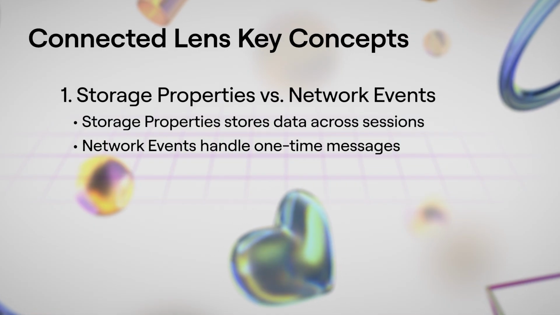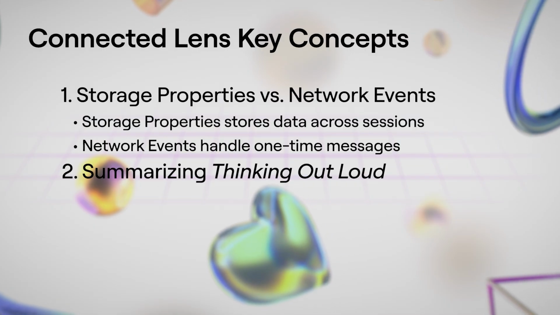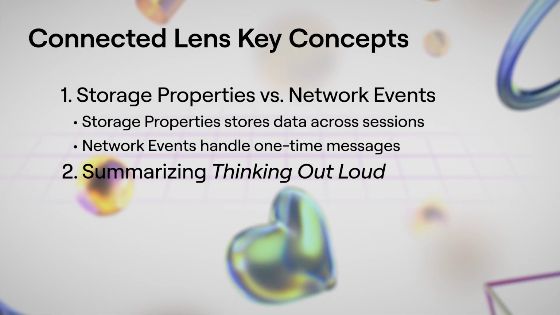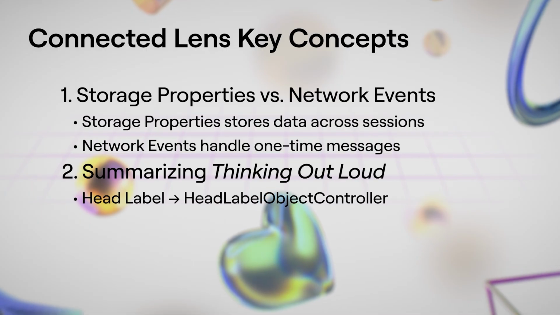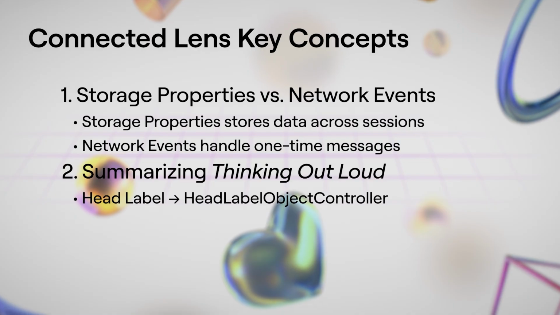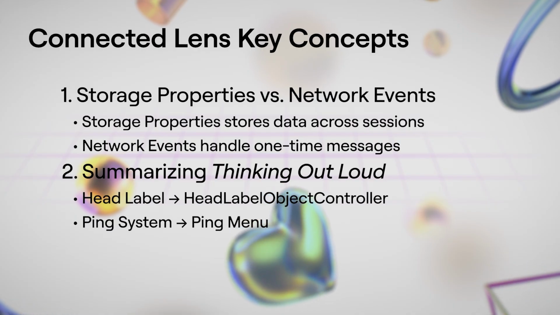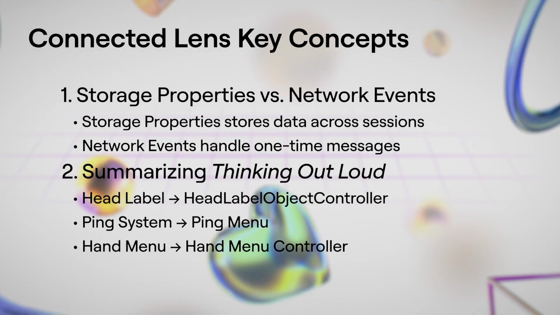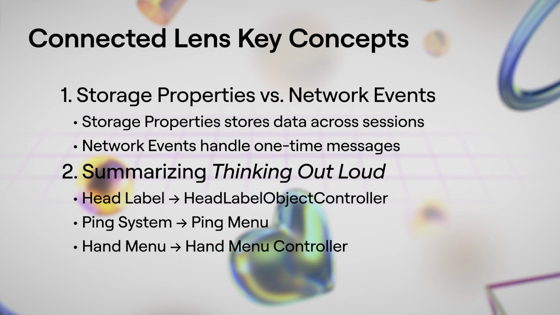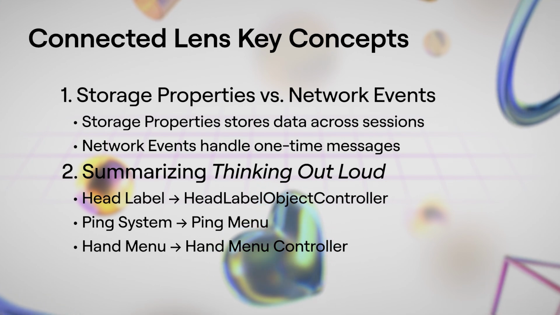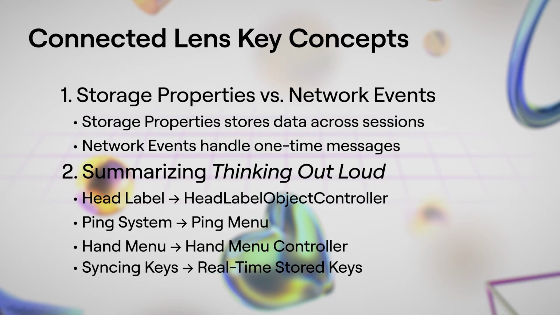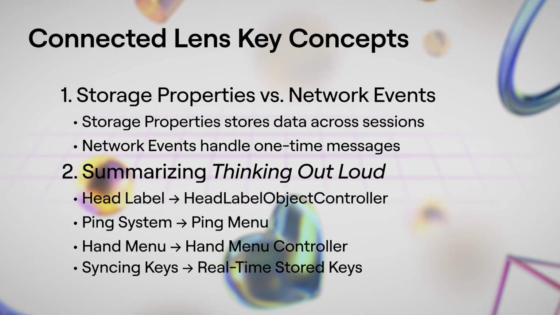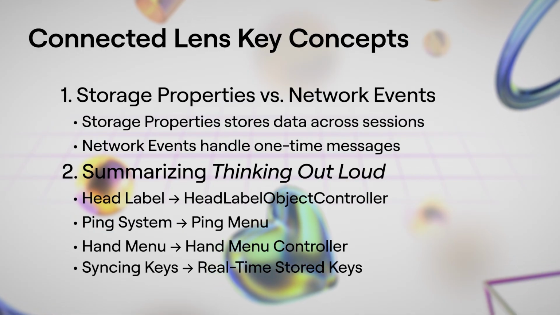I think it would be very helpful to understand in these terms and summarize very quickly what is happening in this project. Let's suppose that you have a board with component, purpose, and key file. The head label, which handles user status and display, has the key file head label object controller. The ping system, which handles connection requests, is handled by the ping menu. The hand menu, which handles the settings interface, is handled by the hand menu controller. And finally, syncing keys and data structures is handled by the real-time store keys. So you might know that this is pretty much the structure that you want to have if you are building a project of this kind.